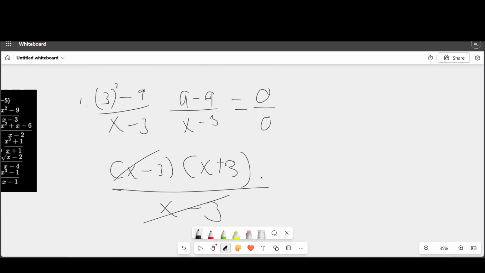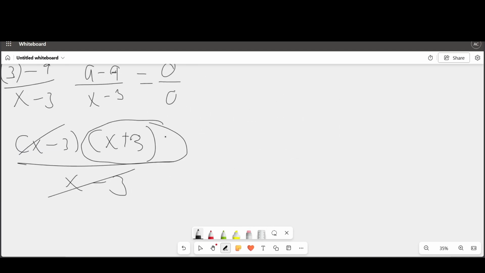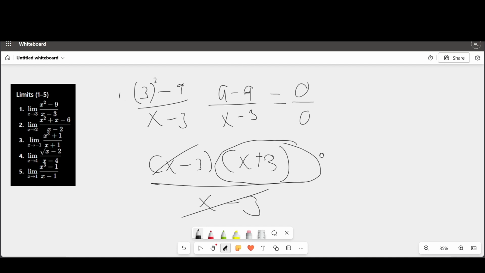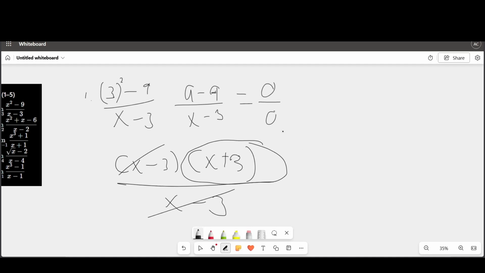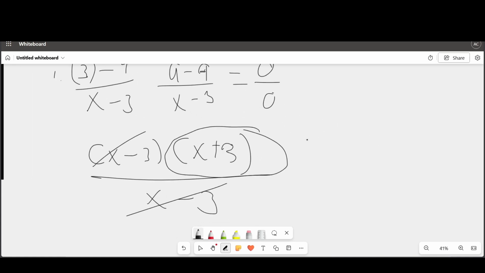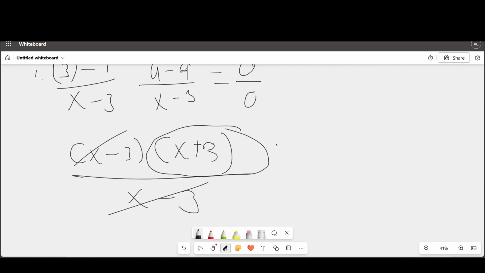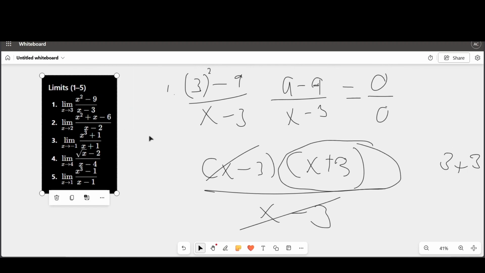Now that we're left with this simplified version of the function, we're just going to substitute the variable again, just like what we did earlier. We substitute 3 for x. So 3 plus 3 is 6. So the limit of x as it approaches 3 is 6.